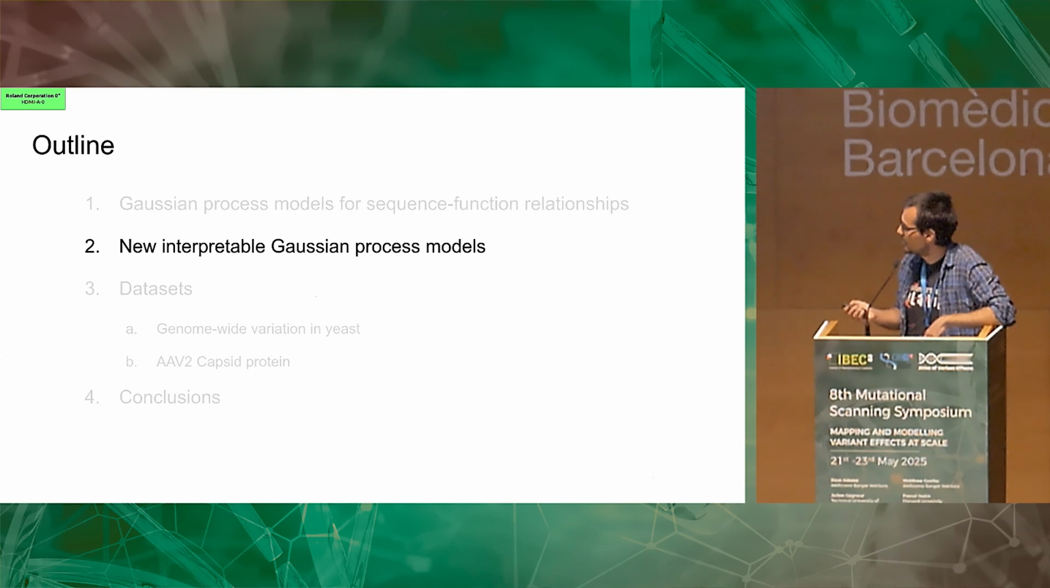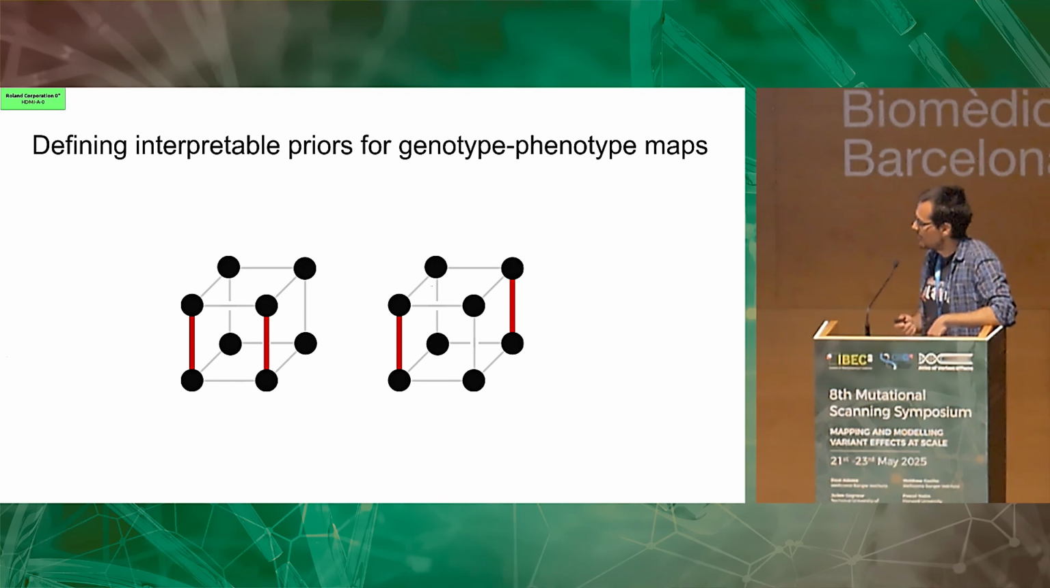So now that I've explained the main advantages of using these models for modeling sequence-function relationships, I'll tell you about the new models that we've been working with. Something I haven't told you much about yet is how we define these prior distributions on genotype-phenotype maps. We typically do it by thinking about the predictability of mutational effects across genetic backgrounds that differ at a number of positions. Here we have the same mutation in genetic backgrounds that differ at 1 position, here at 2 positions, and so on and so forth.